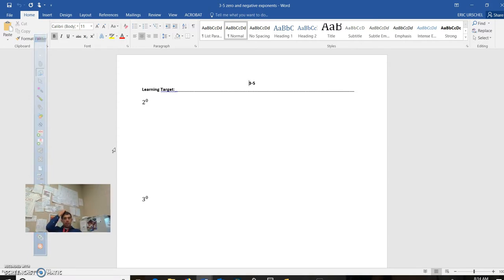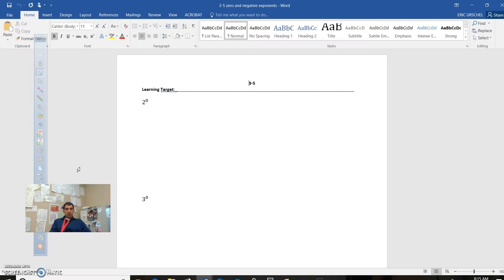Alright, hey guys, today we're going to be continuing on with our exponents, and we're going to continue looking at exponents and how they work and what they do. We're going to look at two special types of exponents today: the exponent of 0, and negative exponents, which most of us have never really dealt with before.